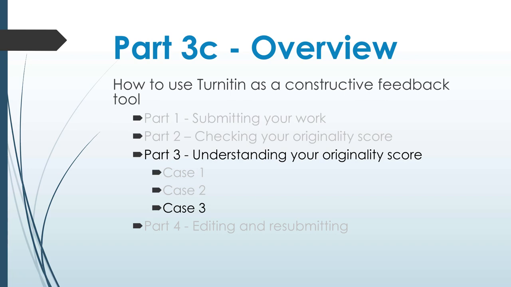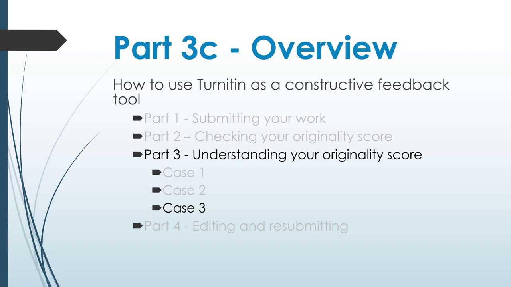In the previous videos, I looked at how you can submit your work through Turnitin, and how you can check your originality score. In this third part, I'm trying to explain how you can understand the originality score you get. In the first case, I presented an extremely high score of 98%, and explained why that could happen and what that means. In the second case, I presented a seemingly acceptable figure, say 24%, and explained that you can't just say 24% is fine, and how we as lecturers investigate your work.